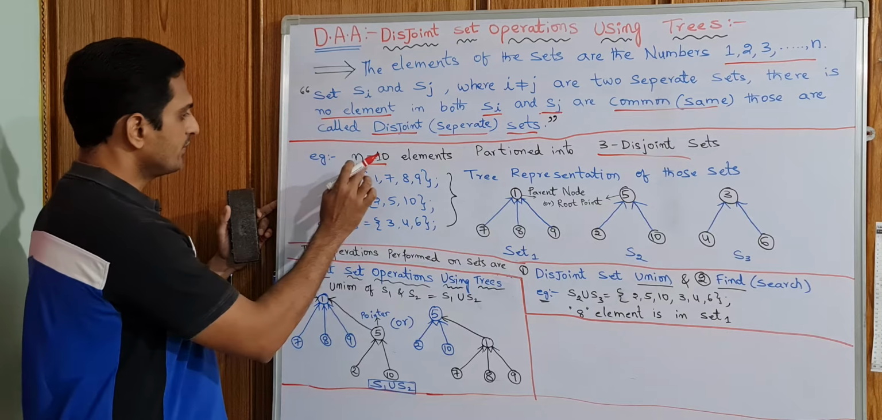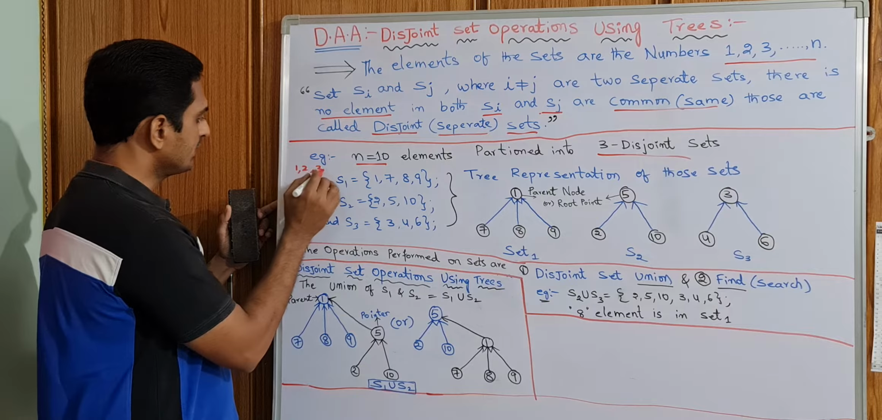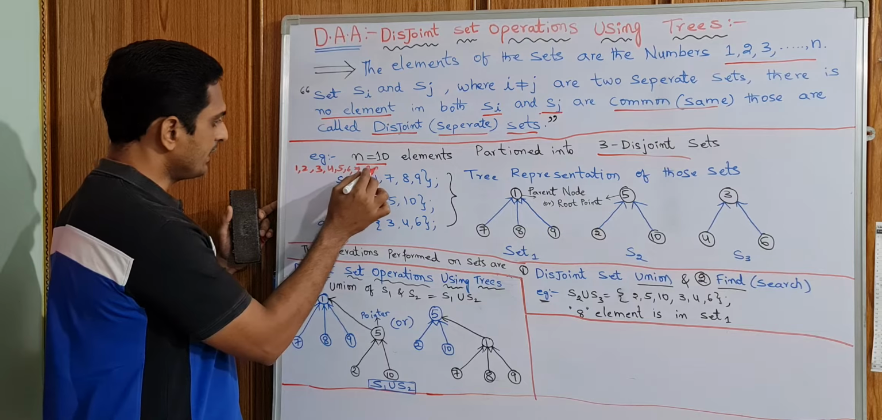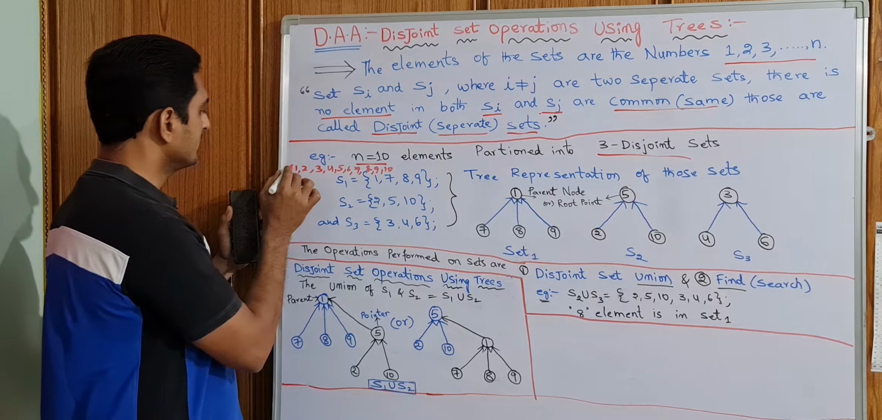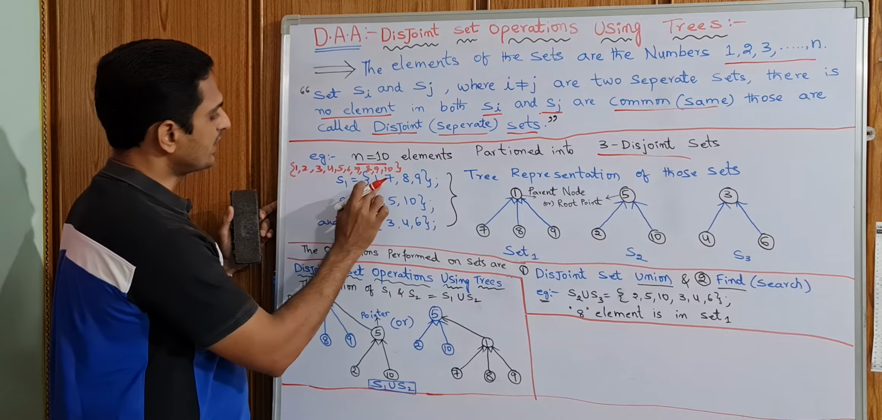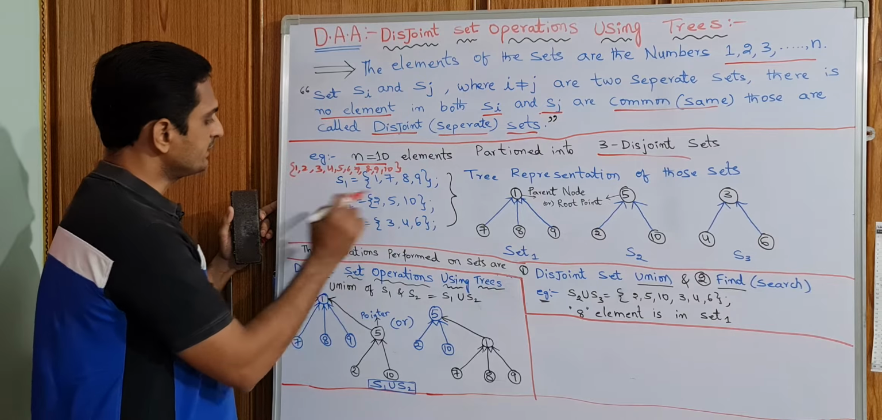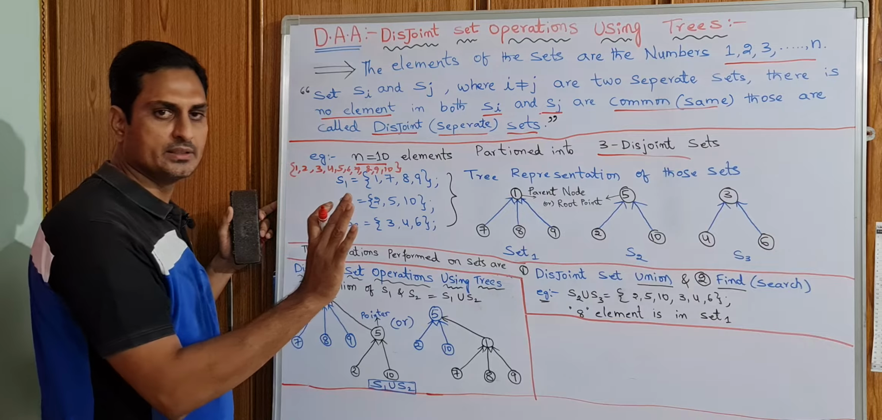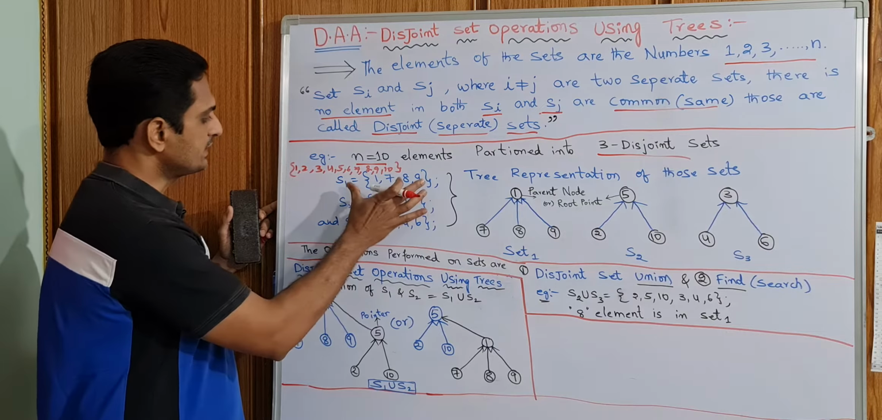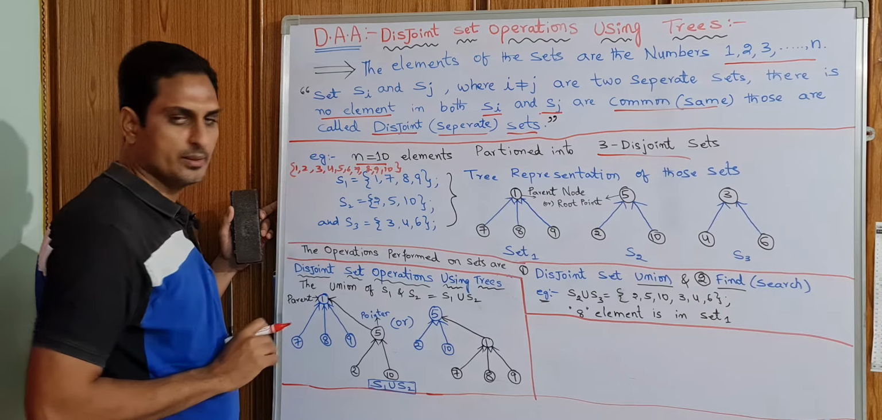We have the elements 1, 2, 3, 4, 5, 6, 7, 8, 9, 10, a total of 10 elements, 1 to n. Here 1, 7, 8, 9 are in set 1, and 2, 5, 10 are in set 2. These two are separate sets. And in set S3 we have 3, 4, 6. So these are 3 separate sets with n equal to 10 elements.